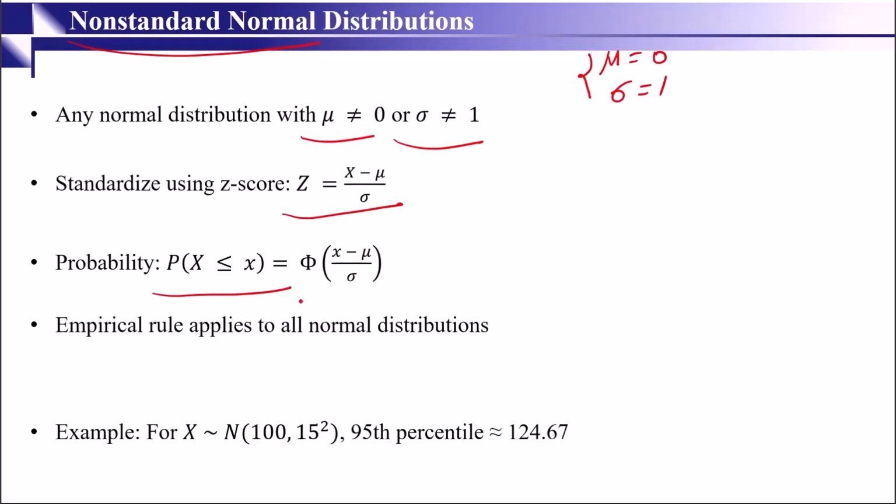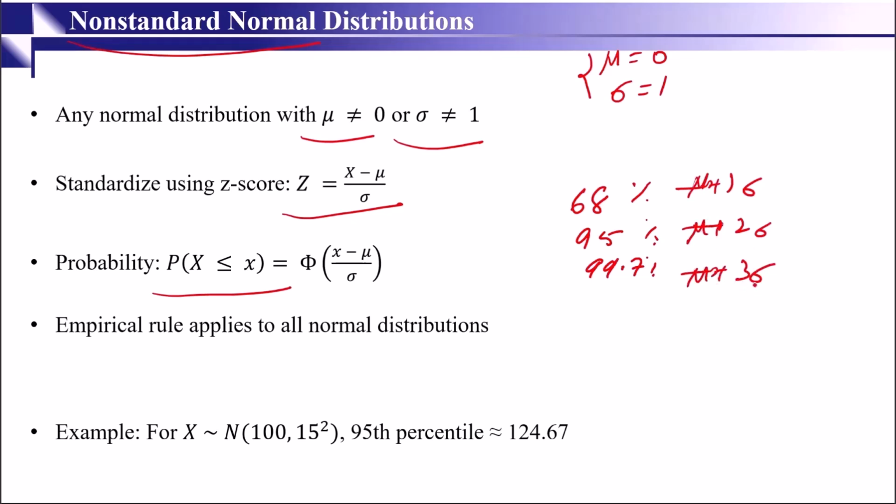The empirical rule still applies here. For any normal distribution, 68%, 95%, and 99.7% of data lies within 1 standard deviation, 2 standard deviations, and 3 standard deviations. It means mu plus or minus 1 standard deviation, mu plus 2 standard deviations, and mu plus 3 standard deviations.